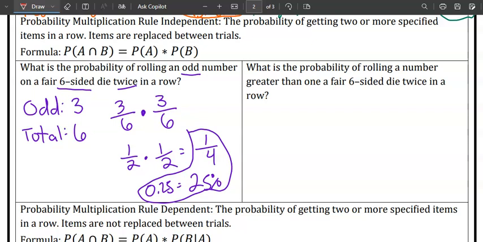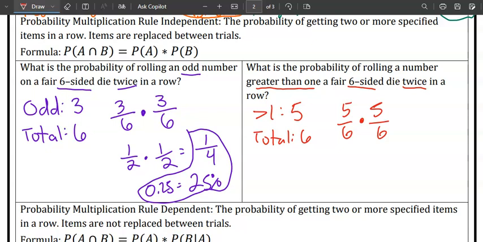What is the probability of rolling a number greater than 1 on a fair 6-sided die twice in a row? Well, there are 5 numbers that are greater than 1, and the total is still 6. It says twice in a row, so we're going to have 5 out of 6 times 5 out of 6. Now, if it said 3 times, you would multiply it by 5 over 6 again. This gives you about 0.694, or 69.4%.